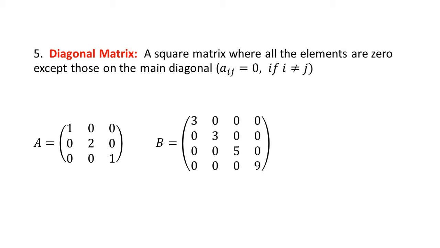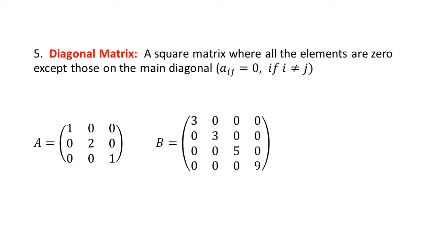So now let us see an example. A is equal to 1 0 0, 0 2 0, 0 0 1. So now we see the diagonal 1 2 1 is the diagonal, and all the other numbers above the diagonal and below the diagonal is 0. Therefore, it is a diagonal matrix.